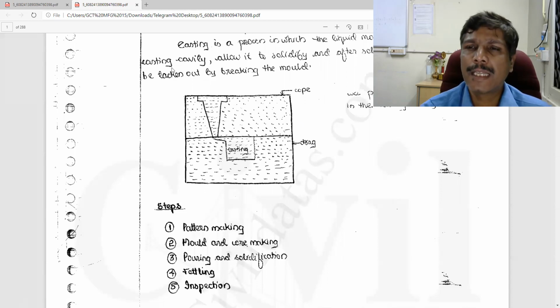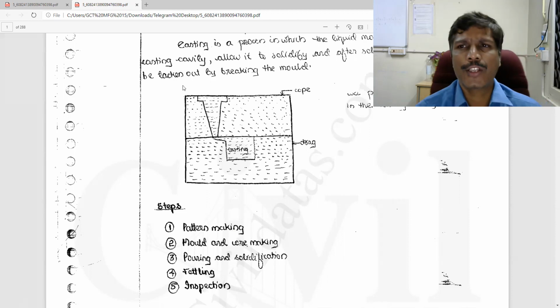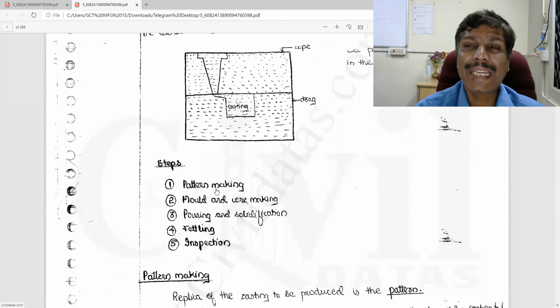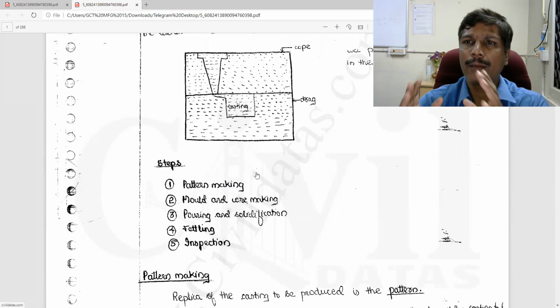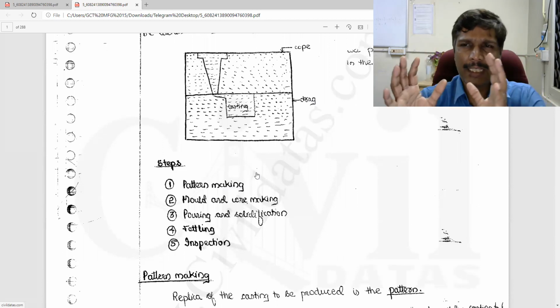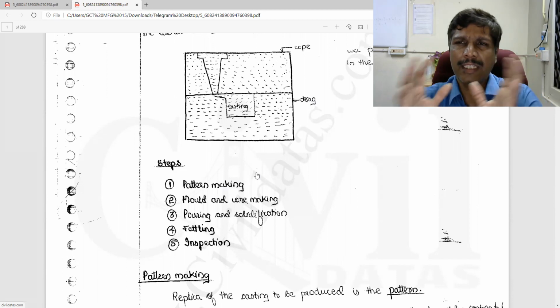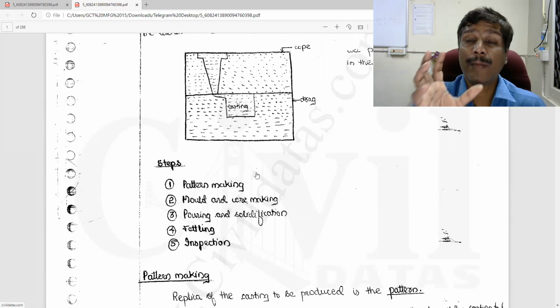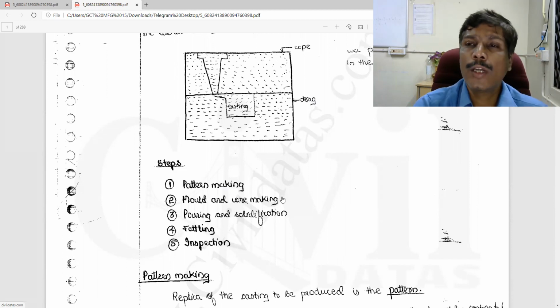So what are the steps in casting? We have the following steps. The first one is pattern making. What do you mean by pattern? Pattern is a replica of the casting. The shape of the casting is similar to that of the pattern. Then mold and core making. We have to prepare the mold and core. Core is the part which is used to make the hollow shape in the casting.